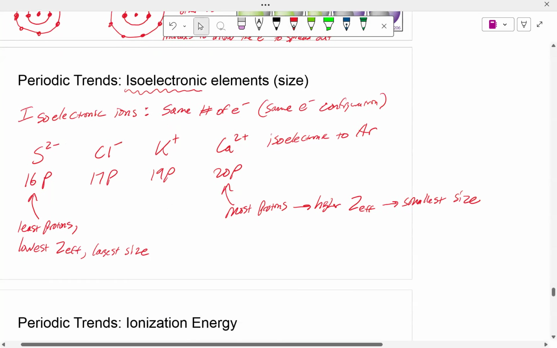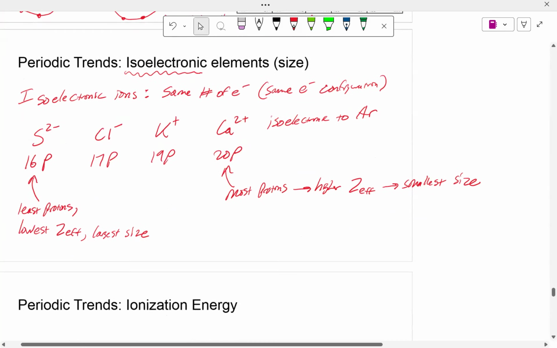All right, in our next lecture, we're going to get away from size and look at some other important trends of the periodic table.